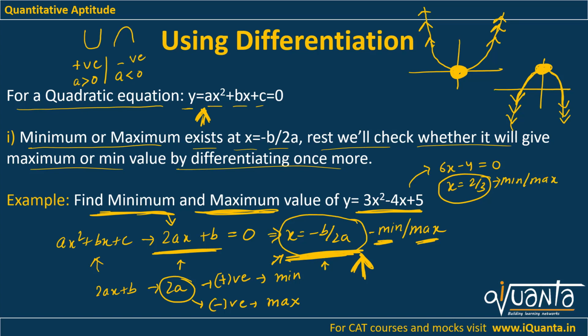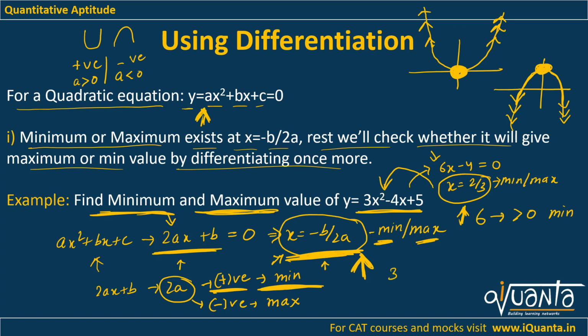But to check whether we'll have the minimum or maximum, we will differentiate it once more. We will differentiate this 6x minus 4 again. We will get 6 only. What is 6? 6 is greater than 0. That means if this double differentiation is greater than 0, then this value of x, 2 by 3, will give you the minimum value of that expression. I told you, if you get double differentiation positive, that value of x will give you the minimum value of the expression. So at 2 by 3, if you put 2 by 3 in this given equation, you will get the minimum value of this expression.